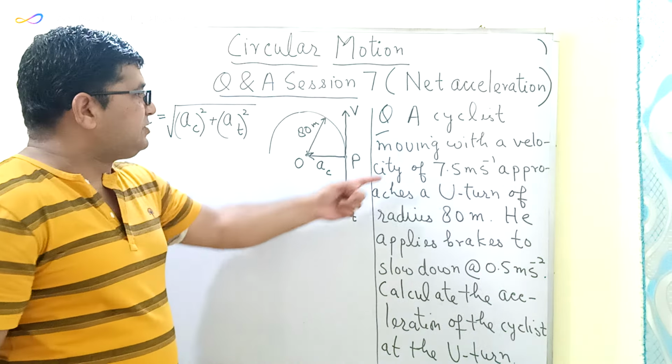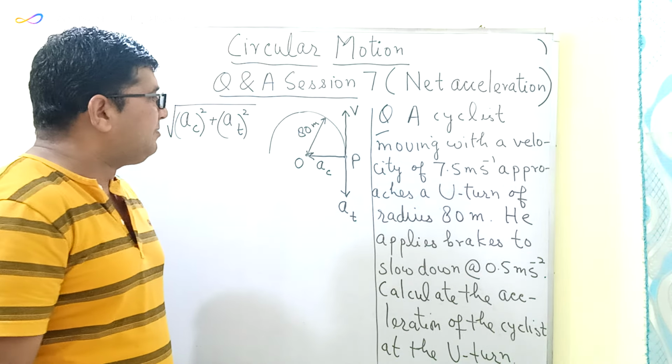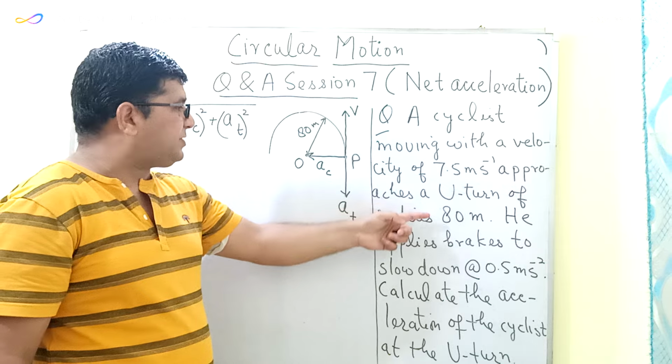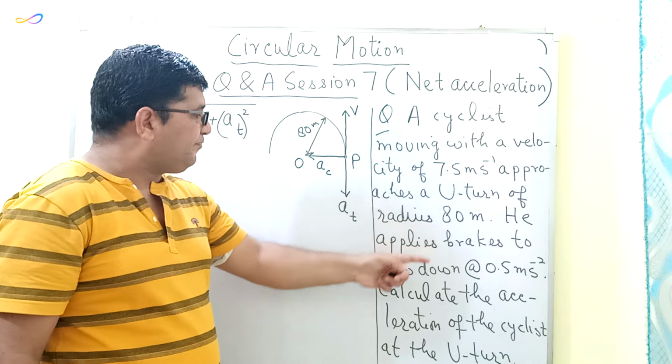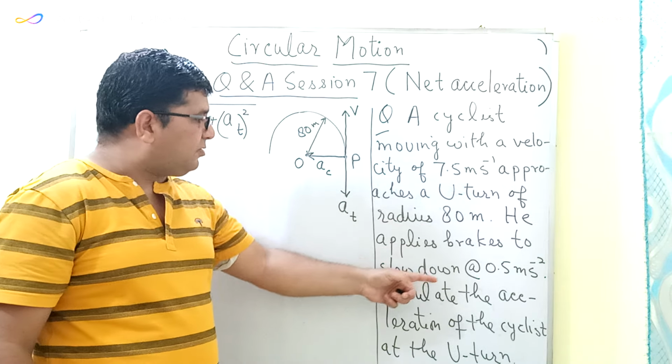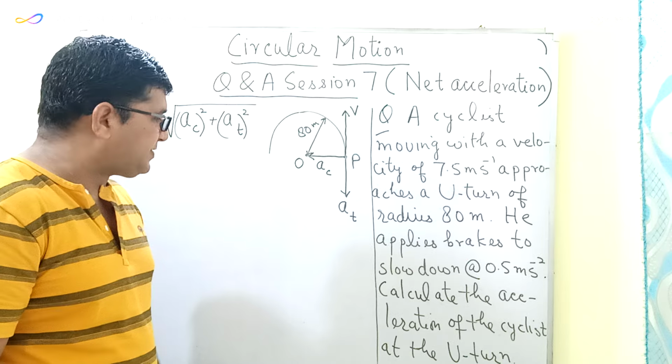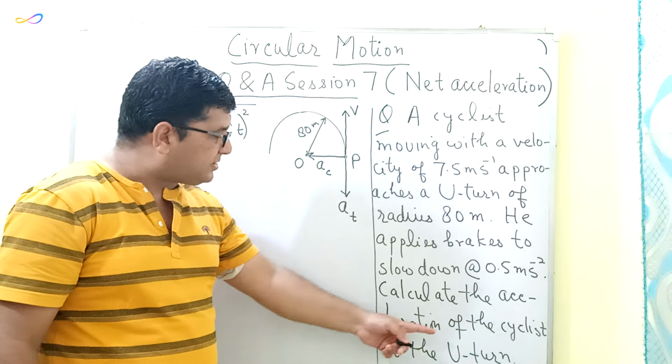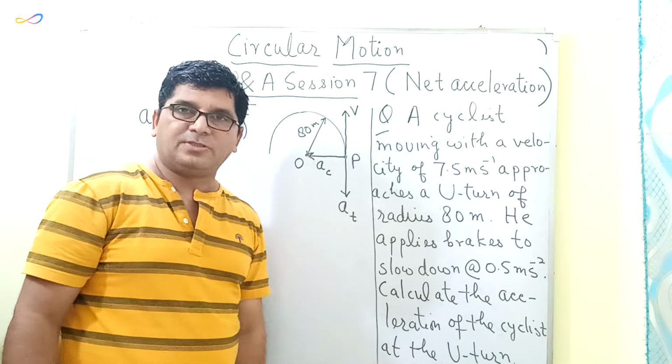Here a cyclist is moving with a velocity of 7.5 meter per second. He approaches a U-turn of radius 80 meter. He applies the brake to slow down at the rate of 0.5 meter per second square. So we have to calculate the acceleration of the cyclist at the U-turn.